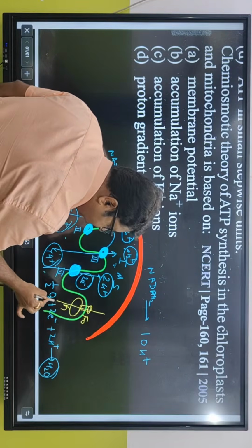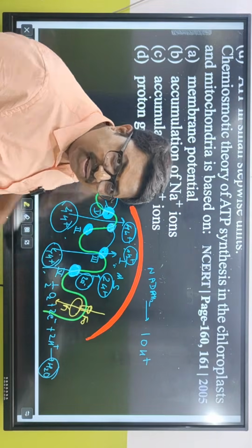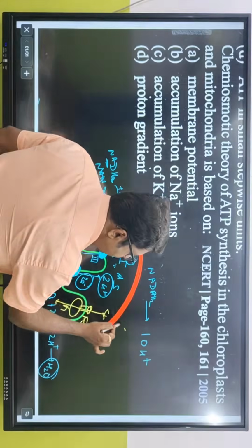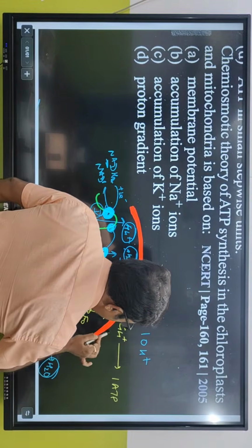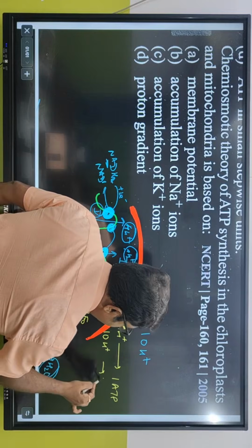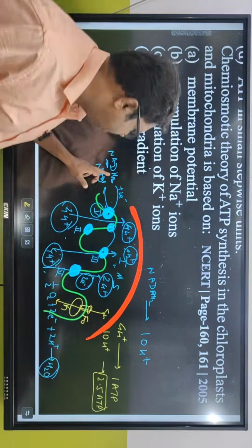Hydrogen can only come back to the matrix through this channel called F0F1 particle. With every 4 hydrogen ions, one ATP is going to get formed. So out of 10 hydrogen, 2.5 ATP, that is equal to 3 ATP is being formed. Due to what? 1 NADH2.